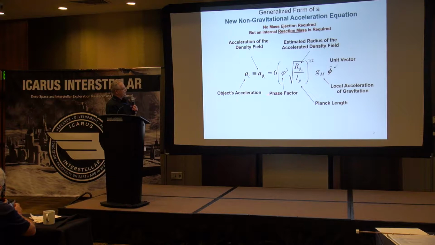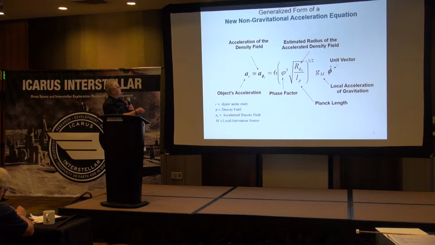And then there's an estimated rate, a radius of the density field. The unit vector is your direction, the local gravitation, and this would be not just, say, the Earth, but everything that's affecting your device here. It's not a vector, it's a magnitude. This just tells you what these little subscripts mean. If it's a C, it means the object under study. The phi is a density field. Phi A is an accelerated density field. And the M is the local gravity of C.